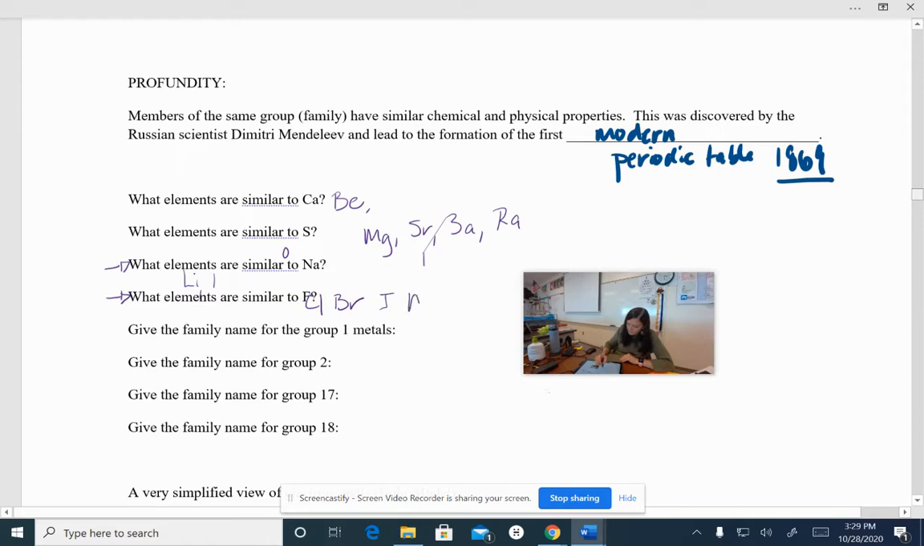Okay, it looks like it did not save my stuff as I flipped back and forth.